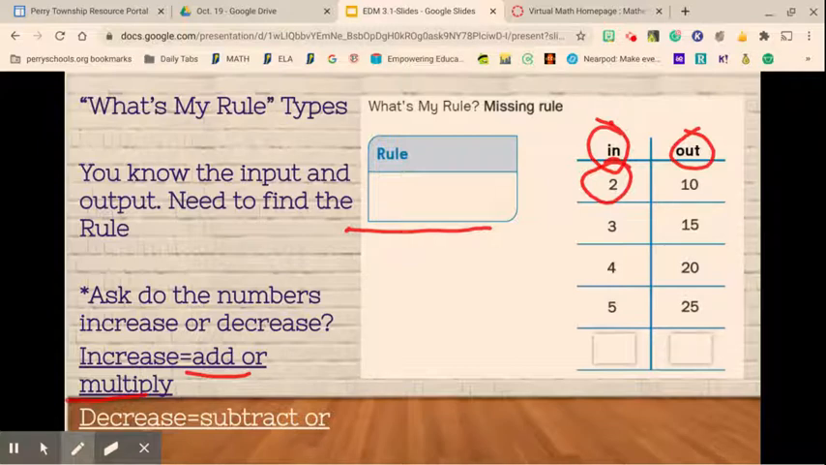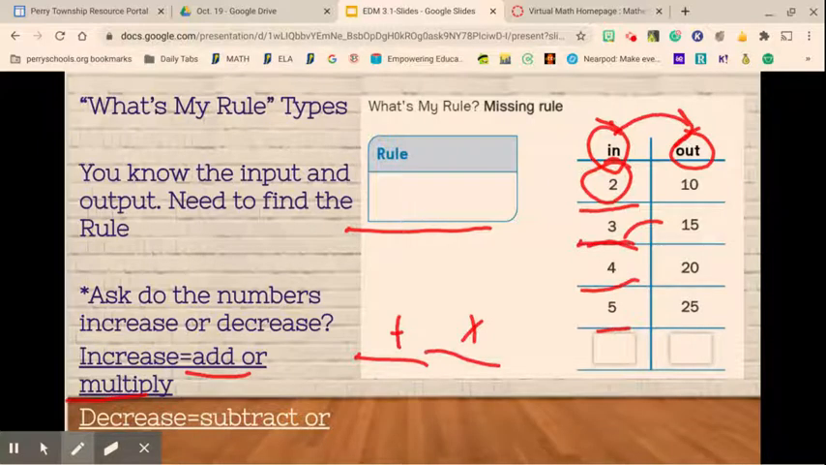So when I look at 2, when I change it, I'm increasing to 10. So I know that I'm going to either add or multiply for this number. Let's make sure. I have 3 and my number increases, so I'm going to either add or multiply. So I know one of my rules is either going to be to add or multiply. Now I need to find out.